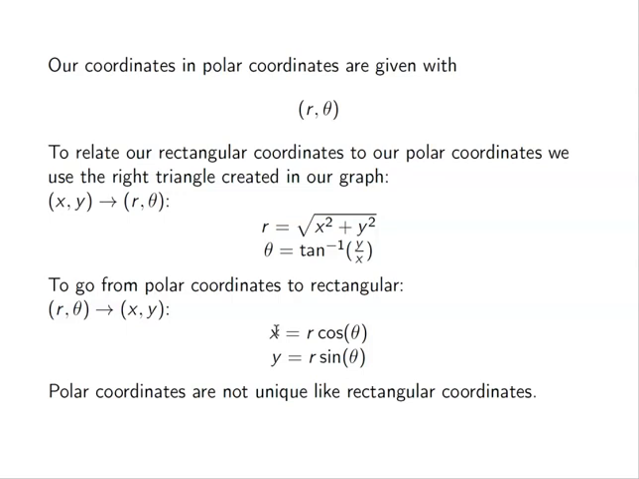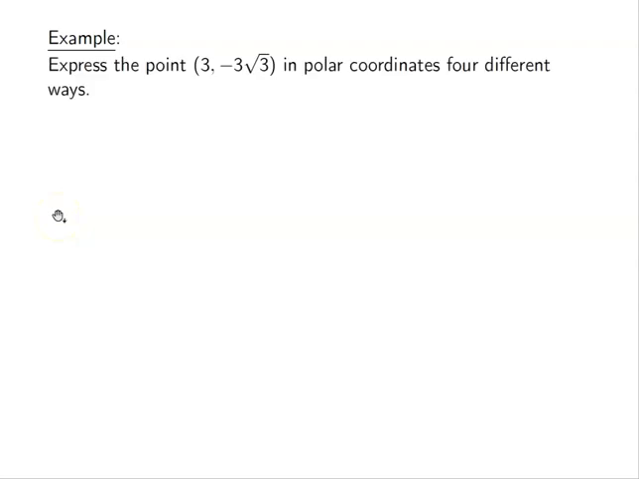I can completely pass that point and come back to it and still end up there. And so now my angle is larger than 2 pi, right? So there's lots of ways to represent the same point in polar coordinates, but there's only one way to represent a point in rectangular coordinates. Okay? So let's do some examples.